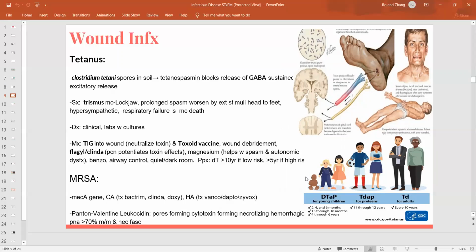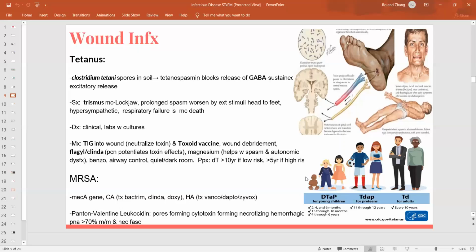So in terms of wound infection, tetanus, we don't really see the actual disease itself anymore because of vaccination. But tetanus is caused by a Clostridium bacteria, just like the Clostridium bacteria that causes C. difficile diarrhea. And Clostridium is a spore that lives for a while in soil and on surfaces. And what it does, the tetani Clostridium will inhibit the release of GABA in the brain.